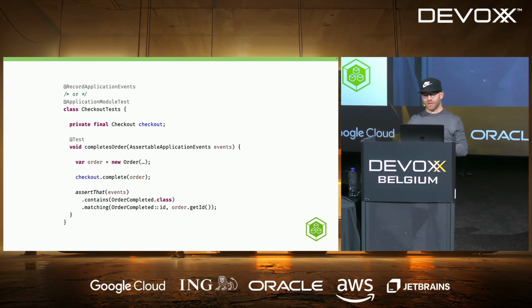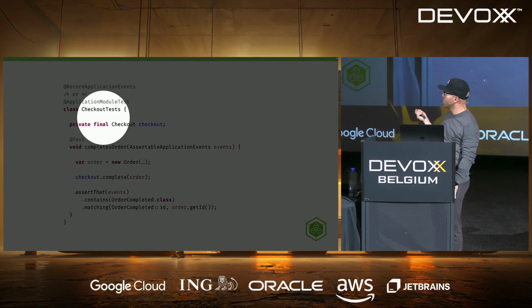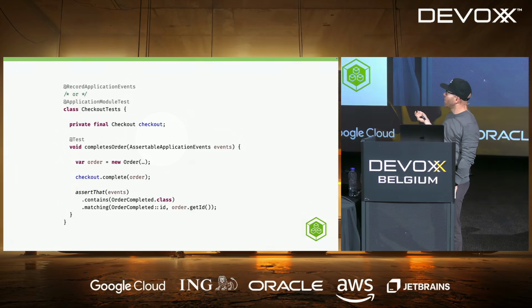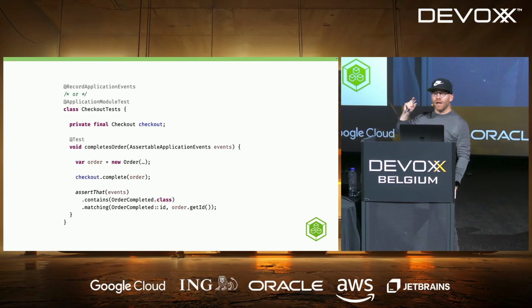But in terms of the interaction, that's it. So this is, if you run the test as an application module test, you automatically get the ability to inject this assertable application events. You can also do that without Spring Modulith. That's one of the features that started in Spring Modulith and has made its way back into Spring Framework.